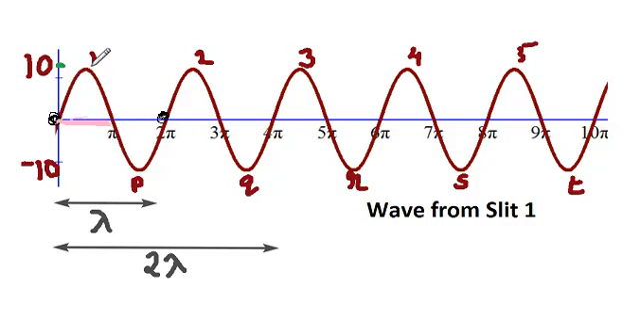So this is the crest. 1, 2, 3, 4 are the crests. P, Q, R, S are the troughs. Value at the crest is 10. Value at the trough is minus 10. This is the wave coming from the first slit. Wave from slit number 1.